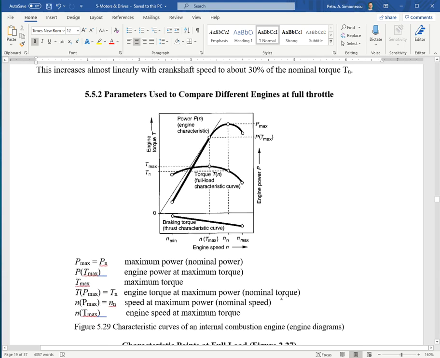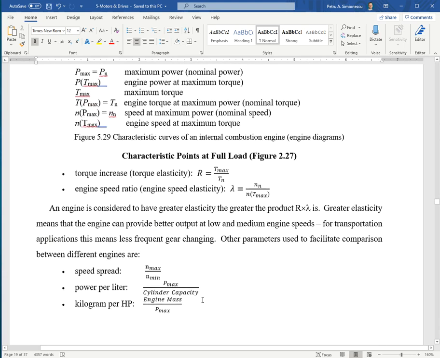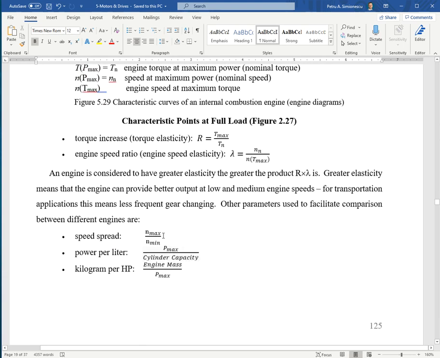There will be the ratio between maximum and minimum RPM. There's power per liter, as well as kilogram per horsepower, horsepower per kilogram. So a turbocharged engine or a 2-stroke engine may have this number, turbocharged for sure. A 2-stroke engine has this number higher.